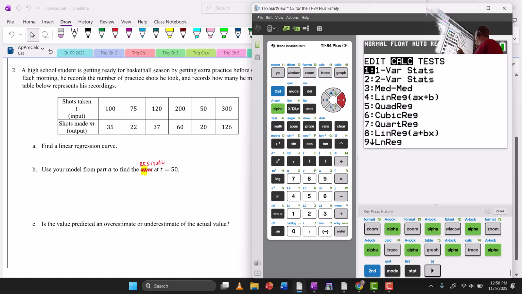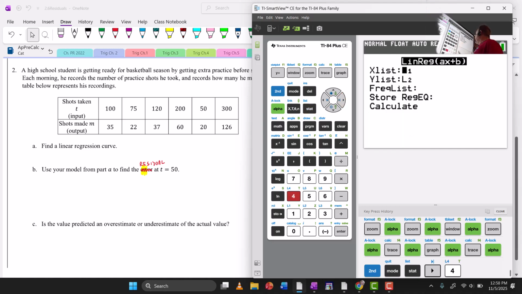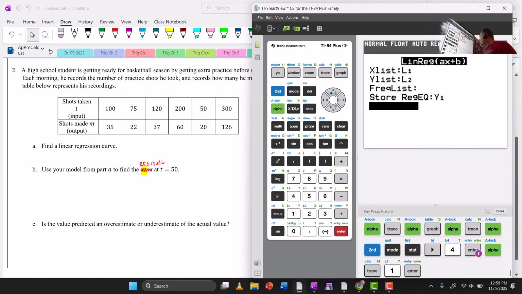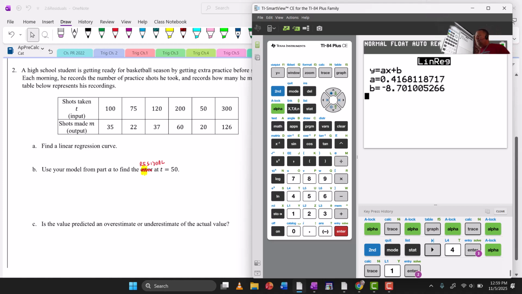Stat, calculate, jacking around too much. 4. Got to go back down. Enter, enter, enter. Alpha trace Y1. Okay, so that really is just one button. I was just messing around with features. Boom. So why don't I have an R squared value? Because I cleared my memory. We don't need it anymore.